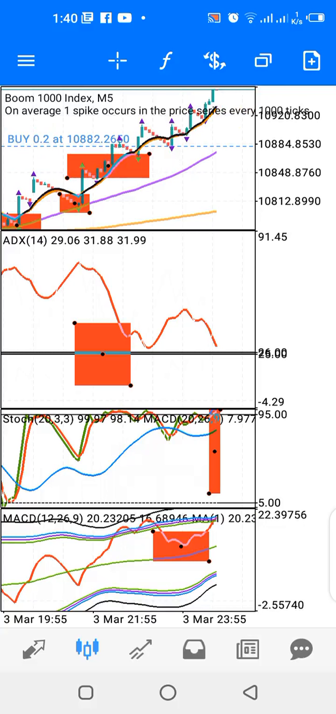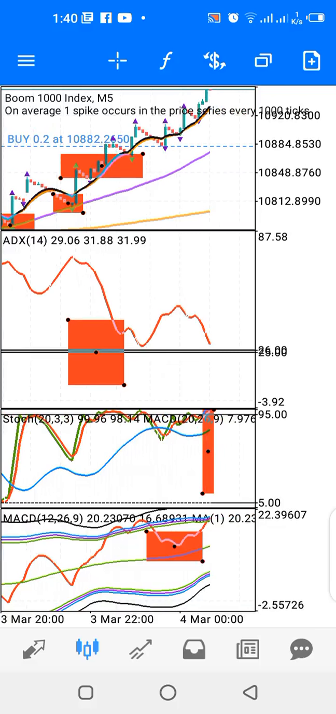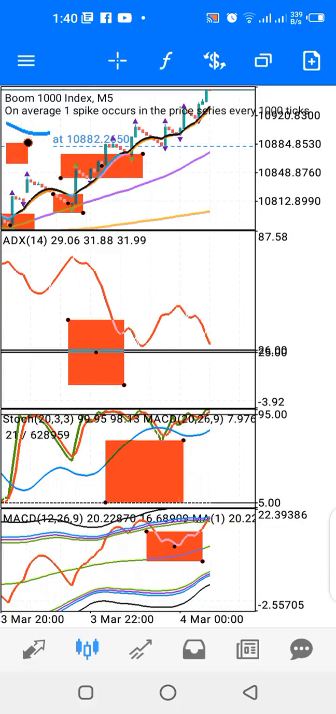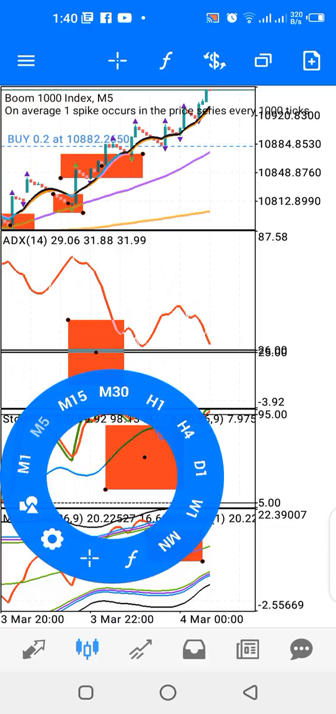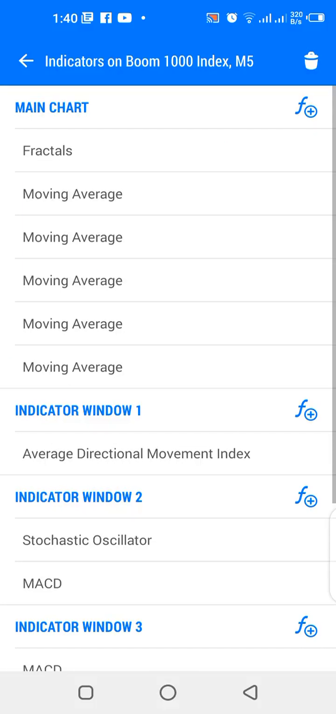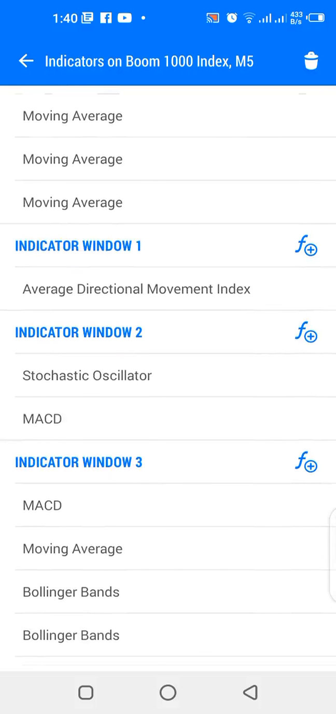All right, so let's look at indicator window 2. Let's look at how it works and at the settings. For indicator window 2, we have 2 indicators. We have the stochastic oscillator and we have MACD.